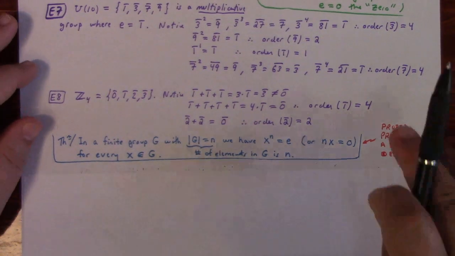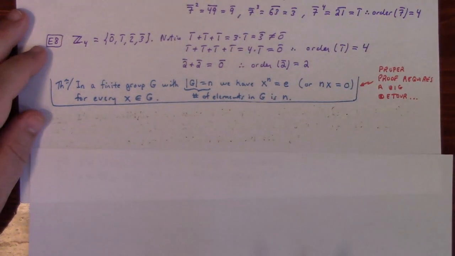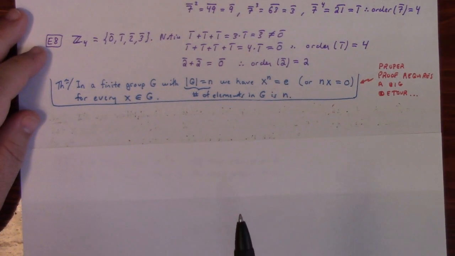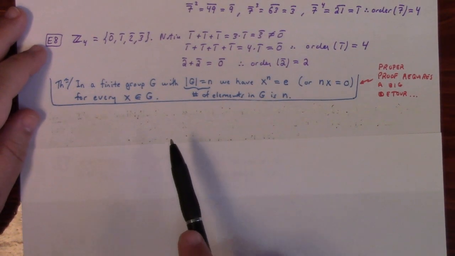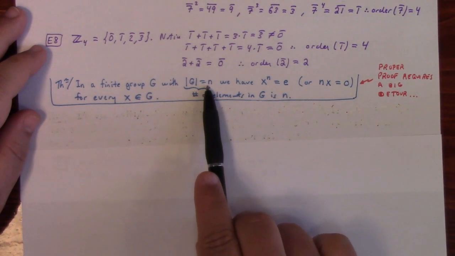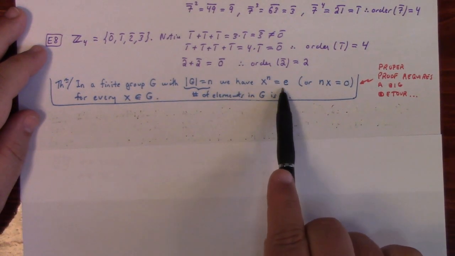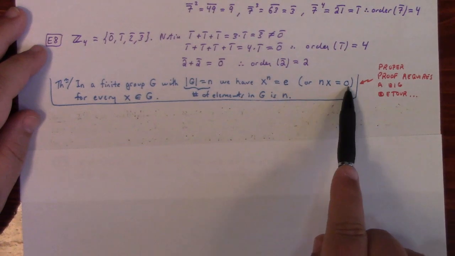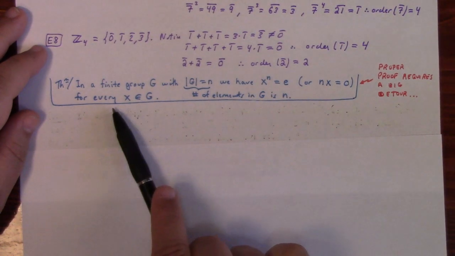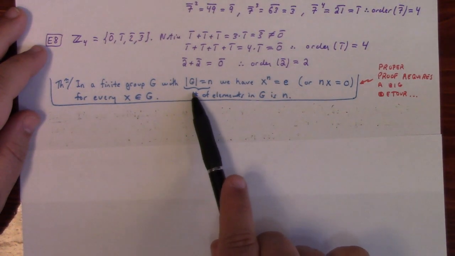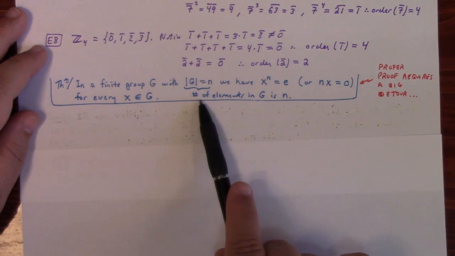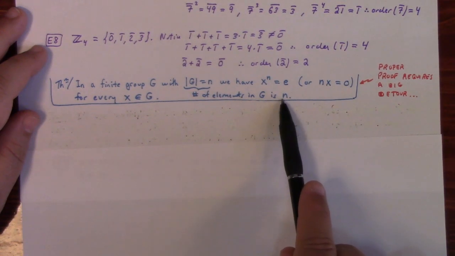Anyway, here's a theorem from group theory. In a finite group, if you have a group of order n, then x to the n is equal to e, or nx equals 0, for every x in the group. The order of the group being n means the number of elements in the group is n.